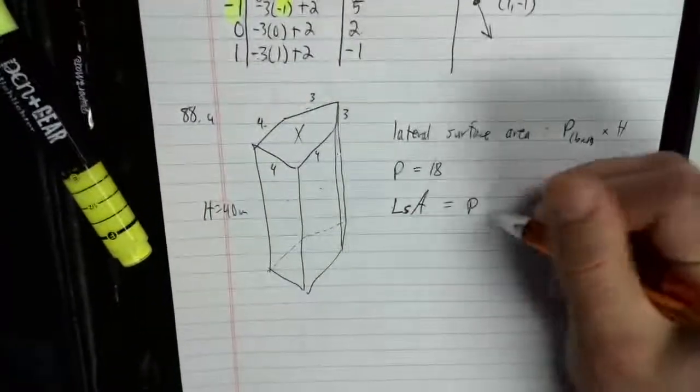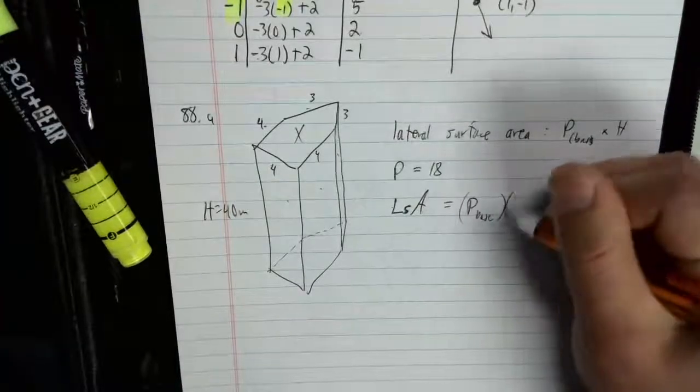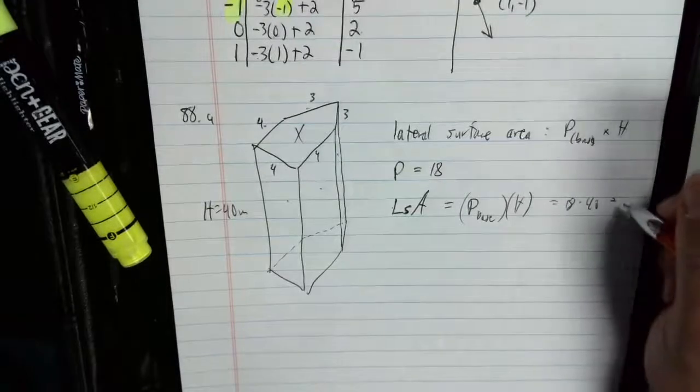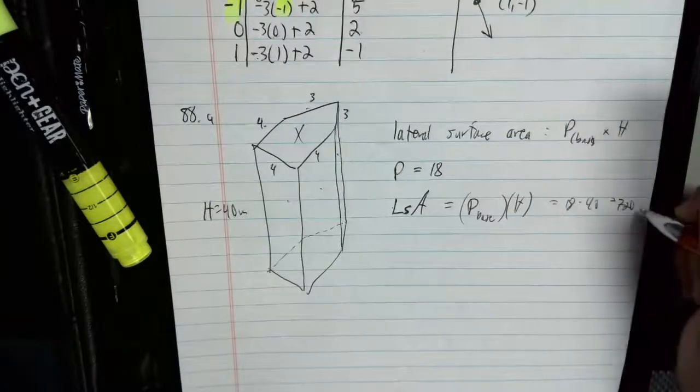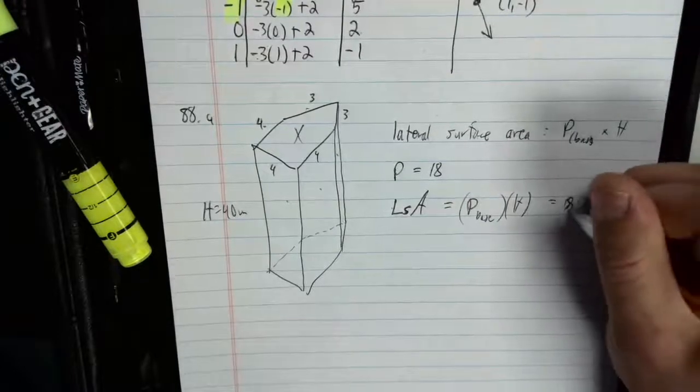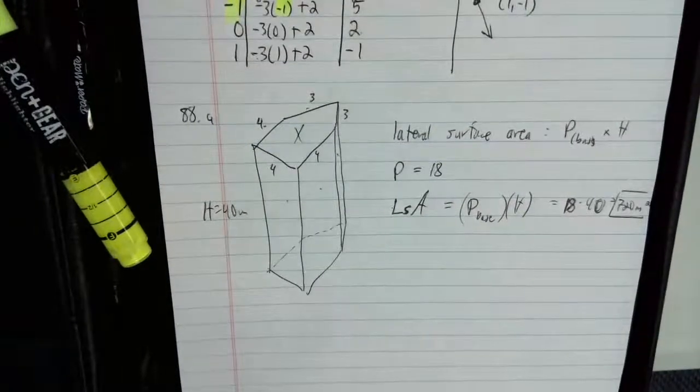So it's going to be perimeter of the base times the height. 18 times 40, that's 720. 720 meters squared. Because it's area, it's going to be meters squared. Again, we're saying meters times meters.